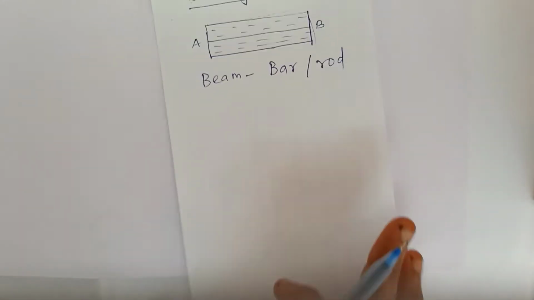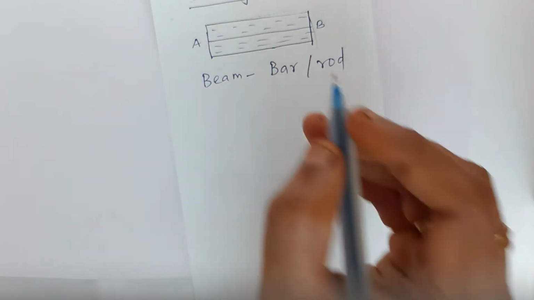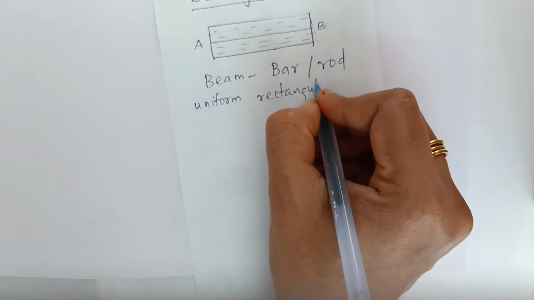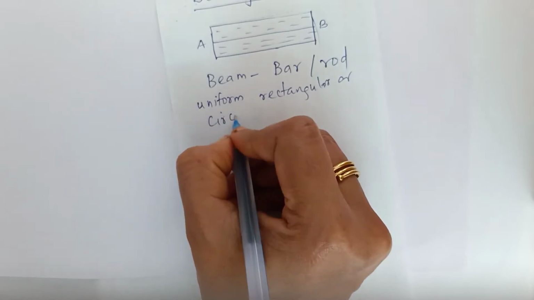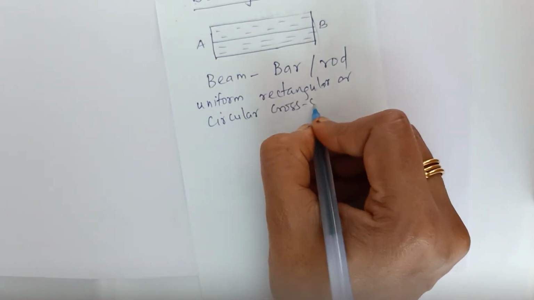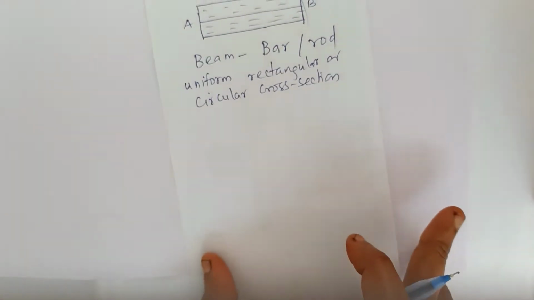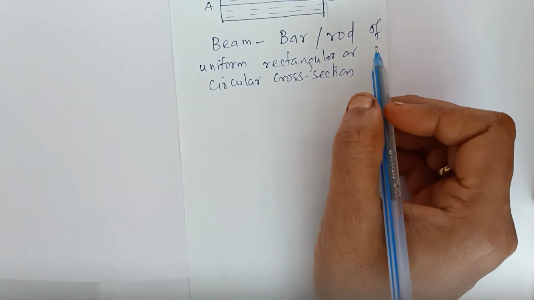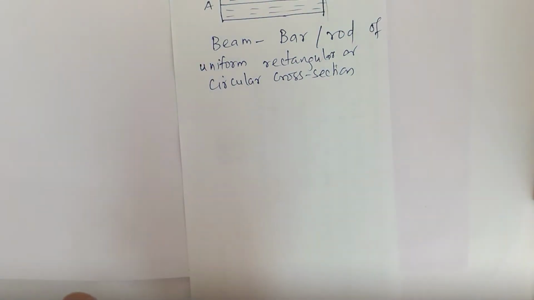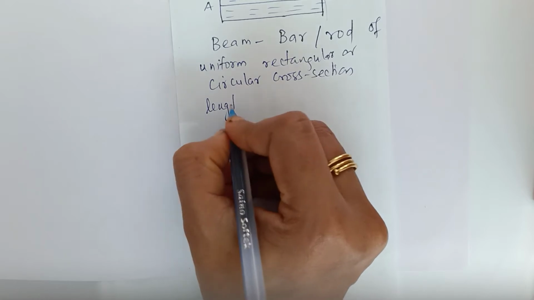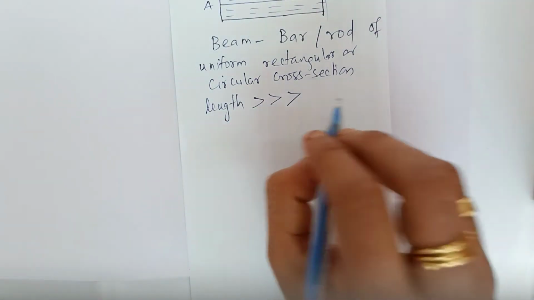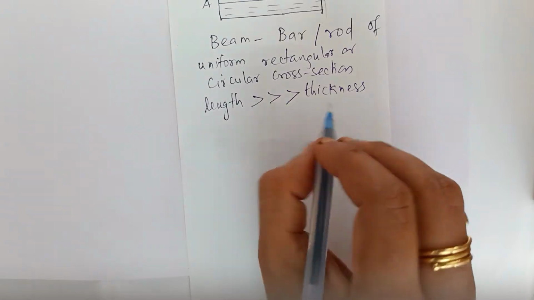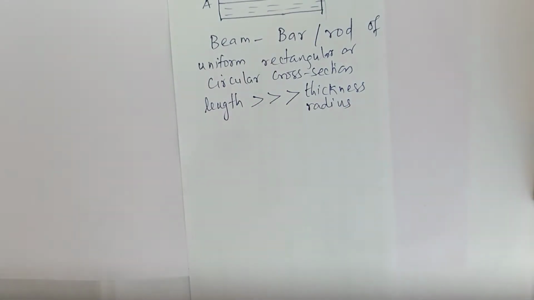Now, to be more specific, a beam is a bar or a rod of uniform, rectangular or circular cross section. Here the most important thing about a bar or a rod is that its length is much more when compared with the thickness in the case of a rectangular bar, or the radius in the case of a circular cross section.